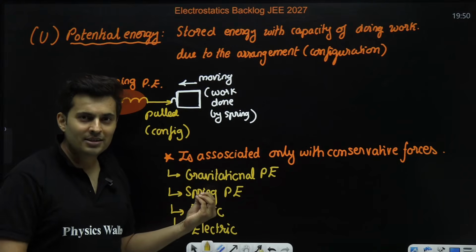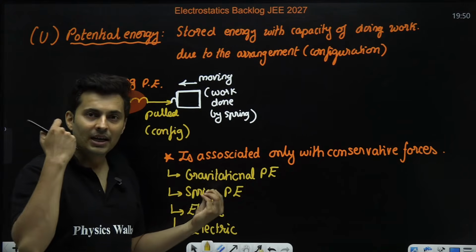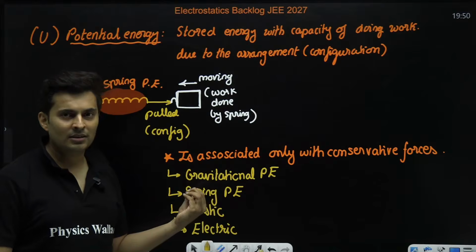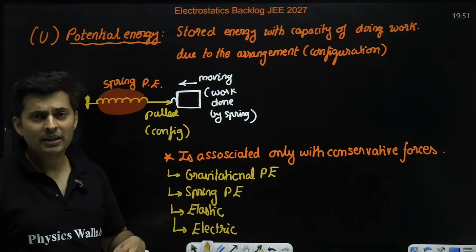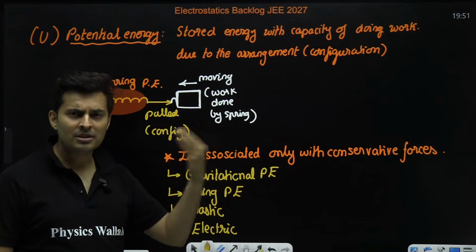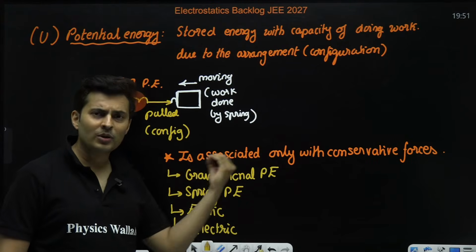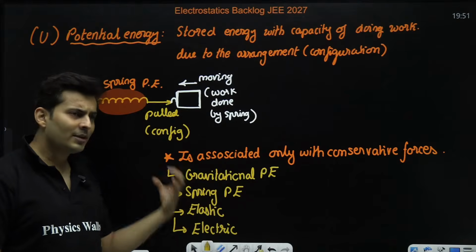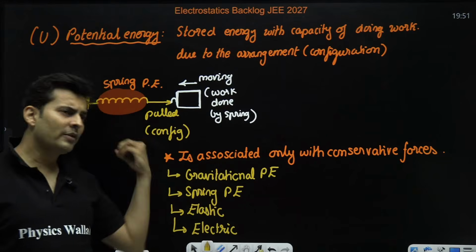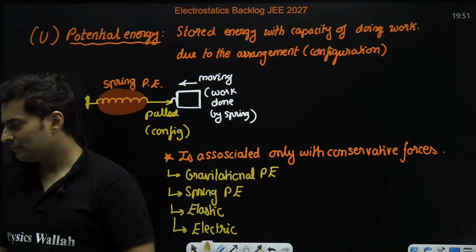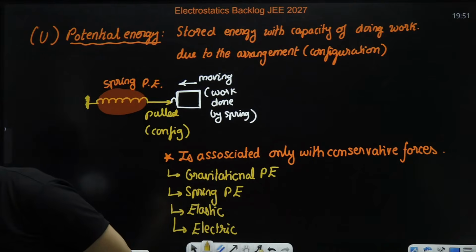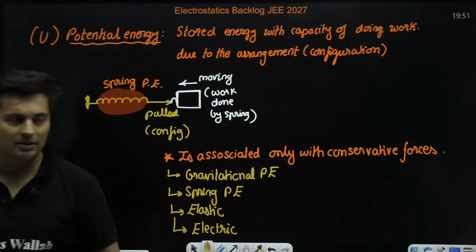So all the conservative forces have an associated potential energy. So if there is a gravitational force, there will be gravitational potential energy. Magnetic force, magnetic potential energy in the magnetism chapter. Spring force, spring potential energy. Elastic force, elastic potential energy. Electric force, electrical potential energy. Is that clear? Everybody? Come on, give me a thumbs up, guys. Yes, sir, we understood it till this point.